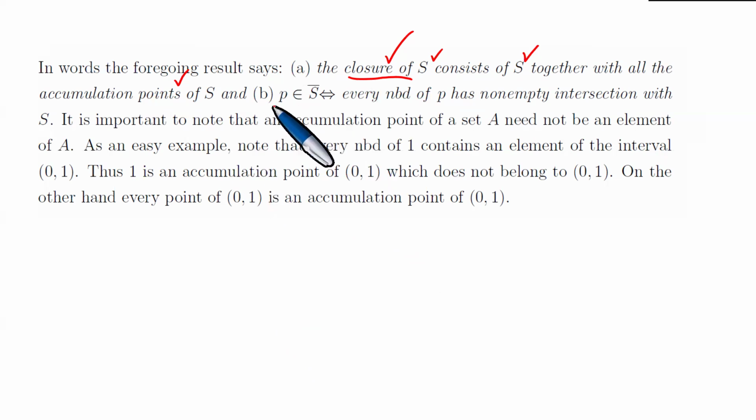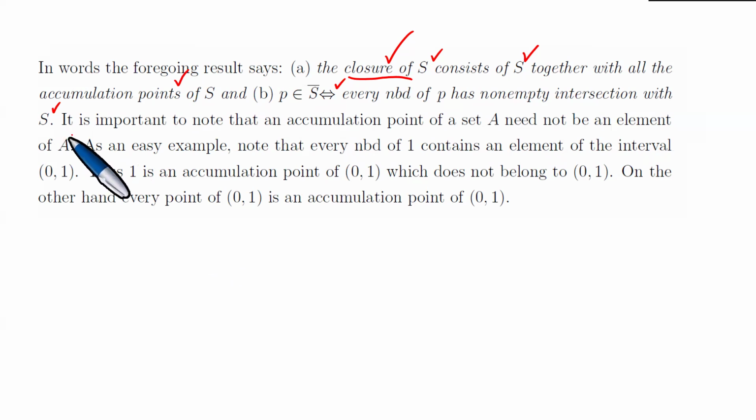Next, in part B, P is an element of the closure of S if and only if, and it's very important, every neighborhood of P has a non-empty intersection with S. In other words, the foregoing result says that if P is an element of the closure of S, the necessary and sufficient condition is that every neighborhood of P has non-empty intersection with S.